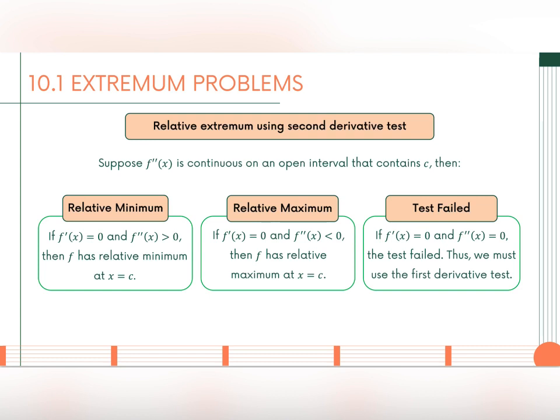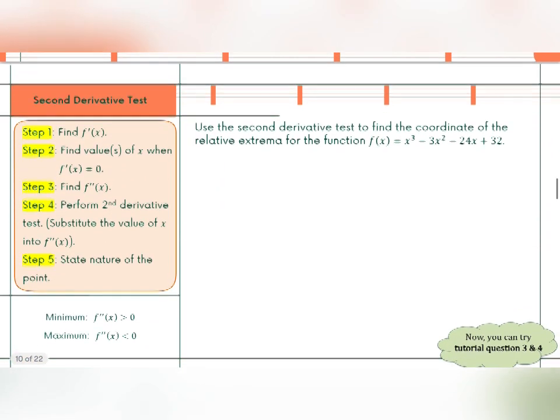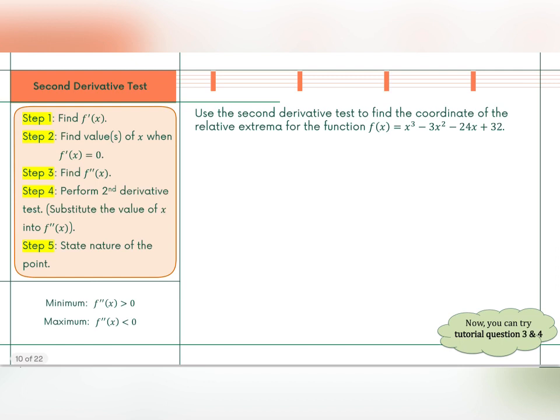Okay, so ini adalah tips dia lah. Kalau minimum, kita tengok second derivative greater than 0. Kalau maximum, second derivative is less than 0. Okay, now let's look at this example. So, dekat soalan ada mention, use second derivative test to find the coordinate of the relative extrema for this function. Dia minta coordinate of relative extrema. Dia merujuk kepada coordinate of maximum ataupun minimum point. Okay, let's find out. So, kita dapatkan first derivative dahulu.